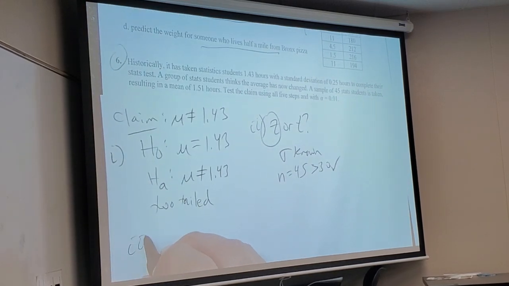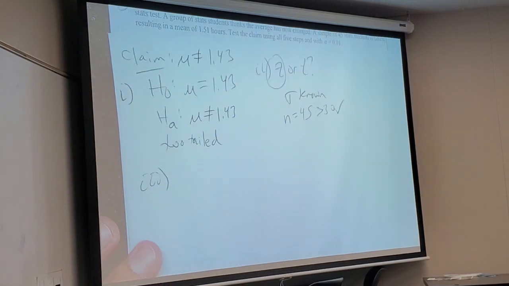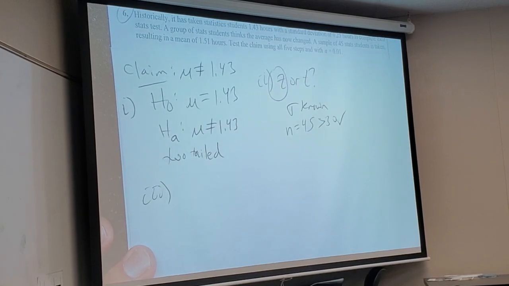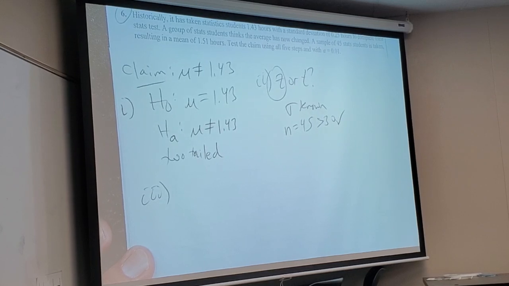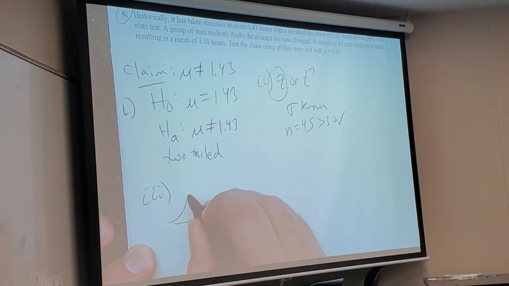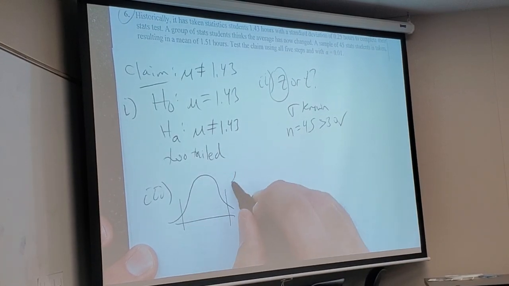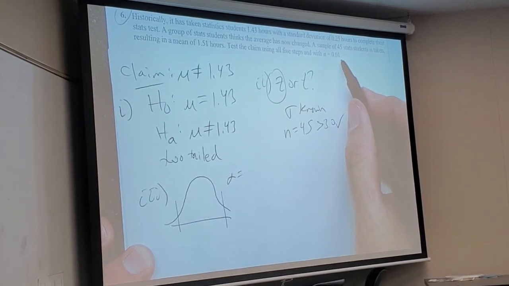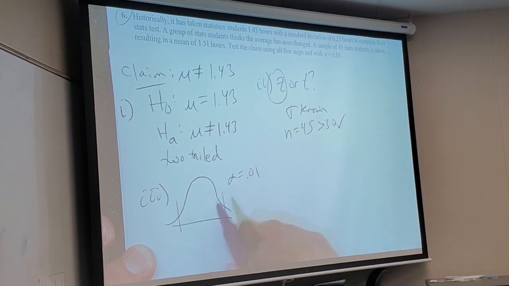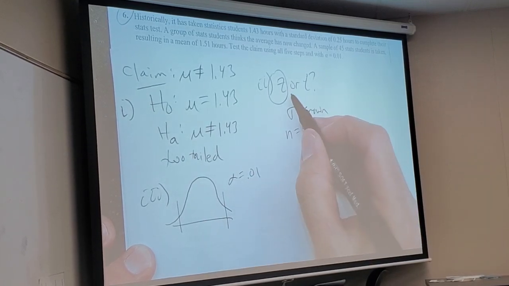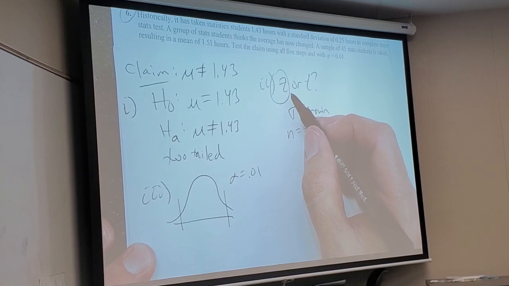What's the next step? Rejection region, where's evidence start, right? So this is a two-tail test. Alpha is 0.01, two-tail test, z-scores. Can you guys look up the z-score for that?